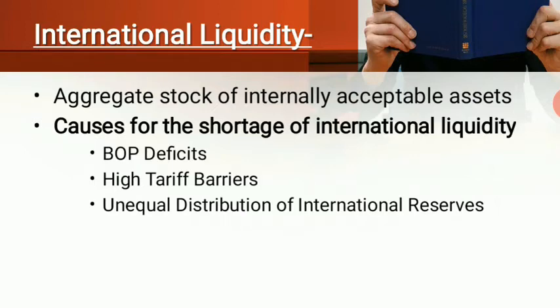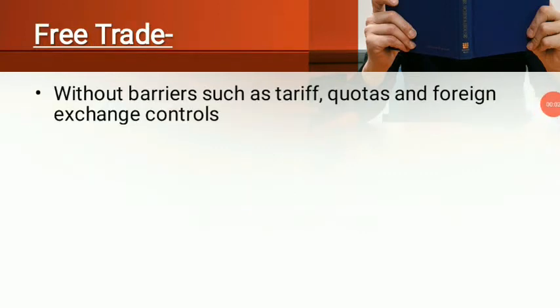The distribution of international reserves is biased and favors the developed countries. It is primarily based on their quotas in the IMF, that is International Monetary Fund. Whenever IMF quotas are revised, the larger share goes to the developed countries. Next is free trade. International trade that takes place without barriers such as tariffs, quotas, and foreign exchange controls is called free trade. Thus, under free trade, goods and services flow between countries freely.